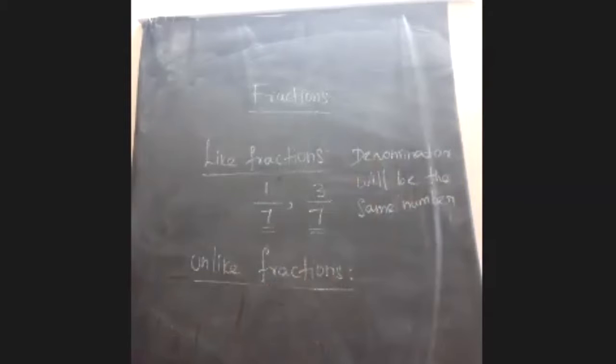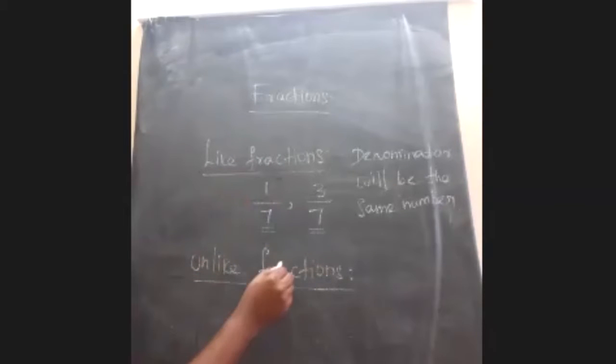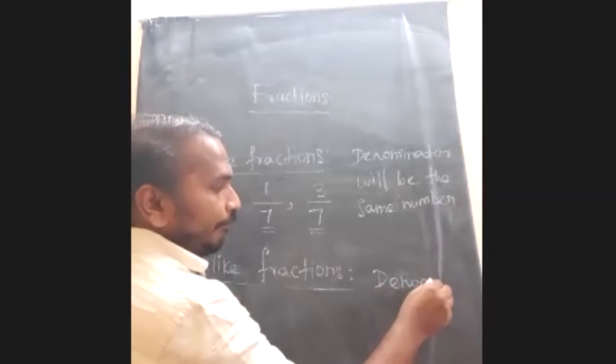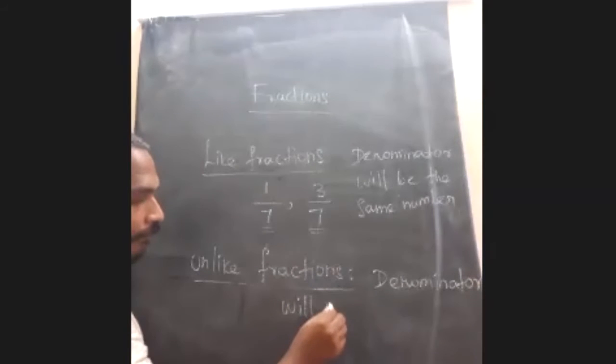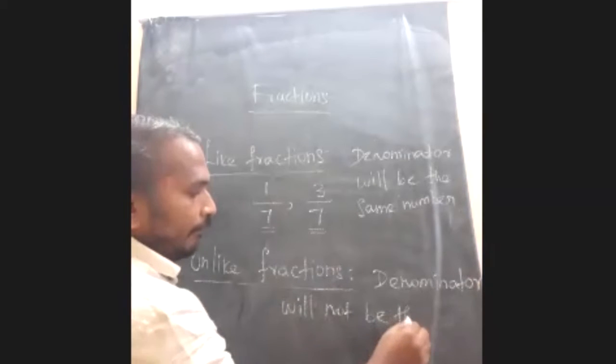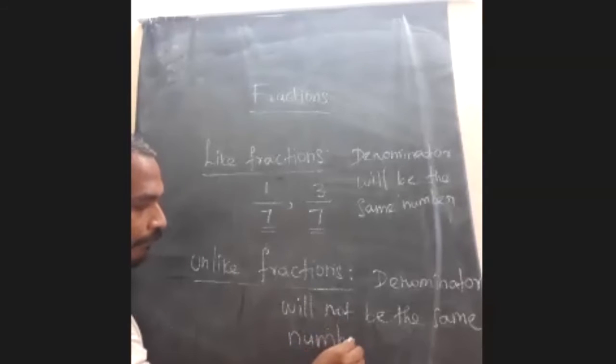Okay. And unlike fractions, you may think right now, are just the opposite of like fractions. So your denominator need not be the same. In unlike fractions, the denominator will not be the same number.